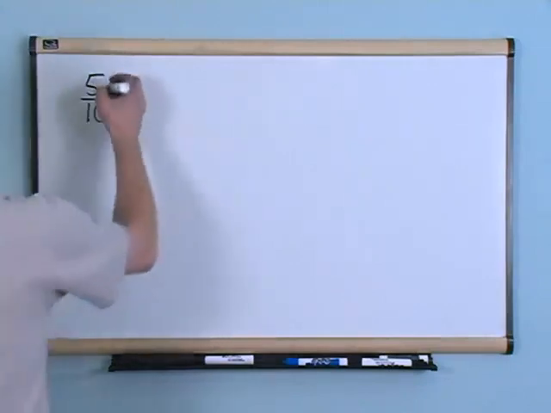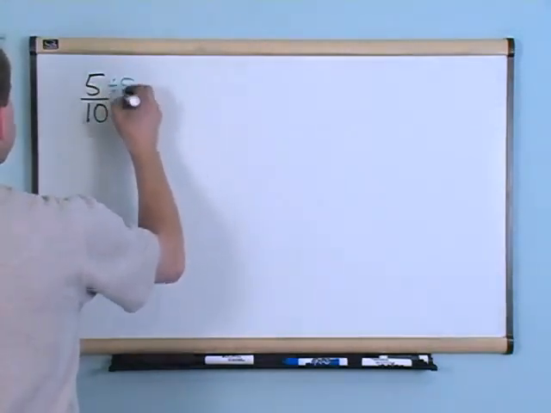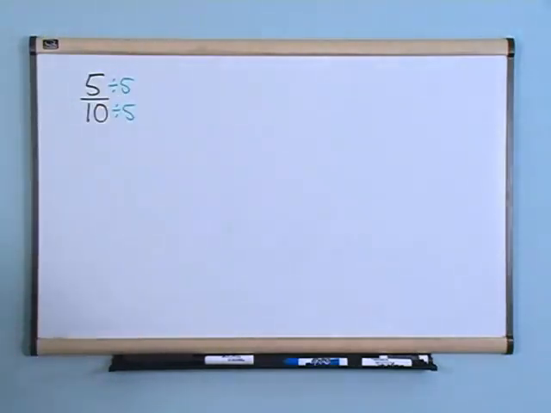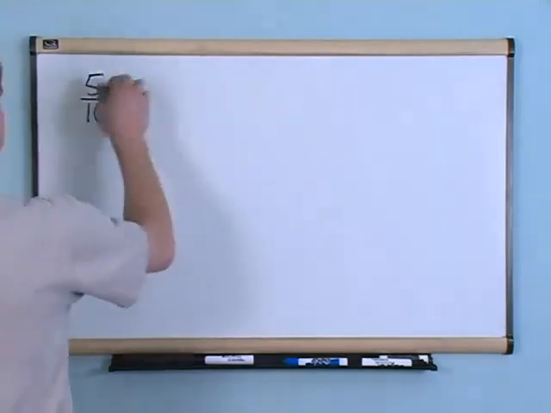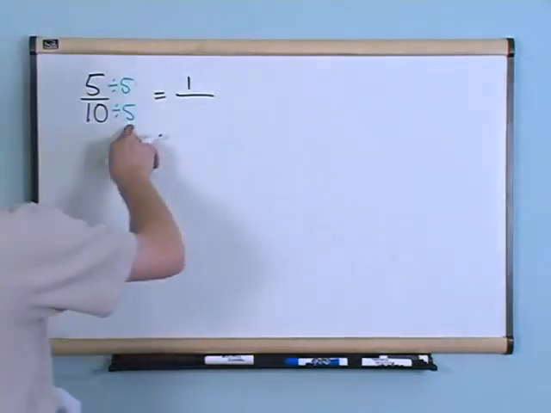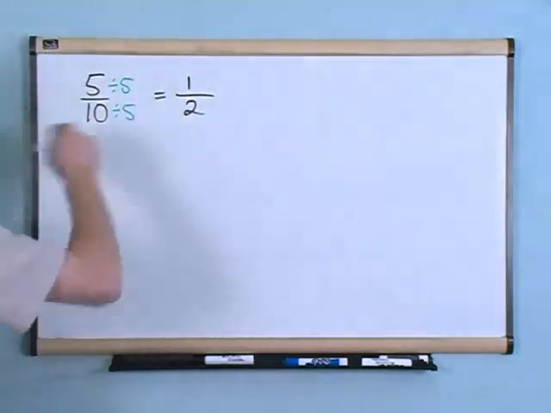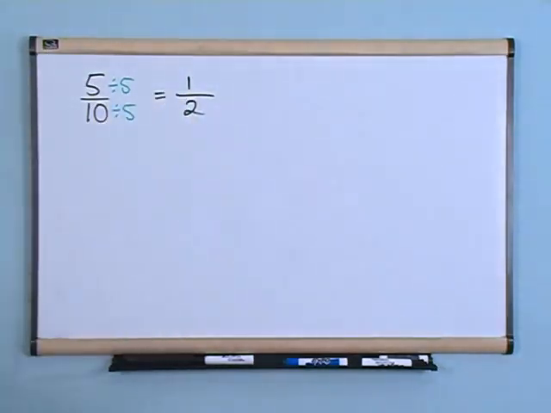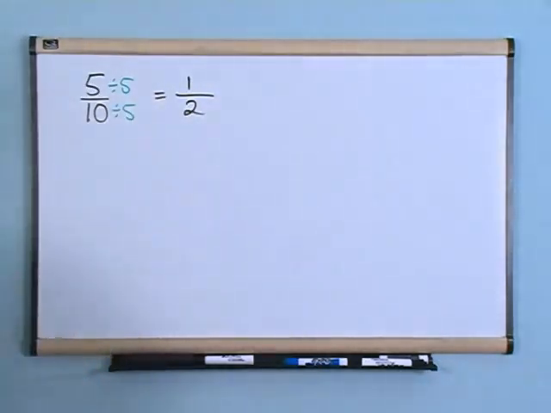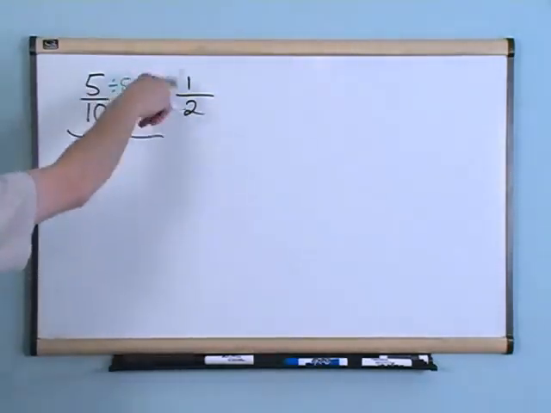Yes, you can, because you can divide the top by 5 and you can divide the bottom by 5. Okay? So on the top, 5 divided by 5 is 1. The bottom, 10 divided by 5, is going to give you 2. And you can't do anything more with that because that's fully simplified. You can't divide the top and the bottom by the same thing and get anything simpler. 5/10 is equal to 1/2.